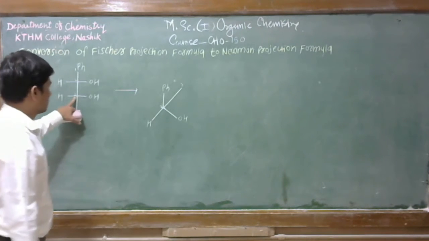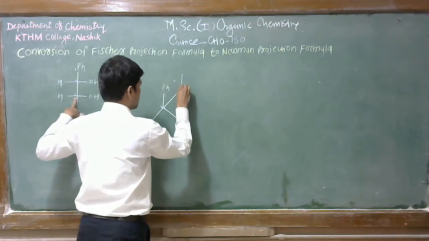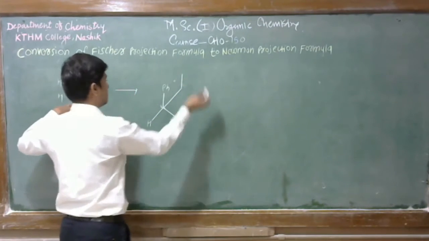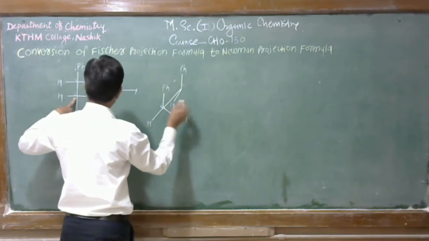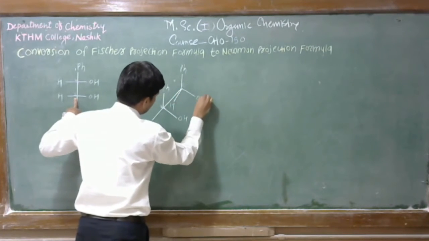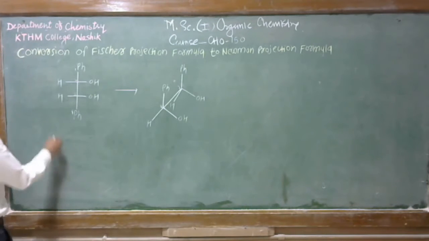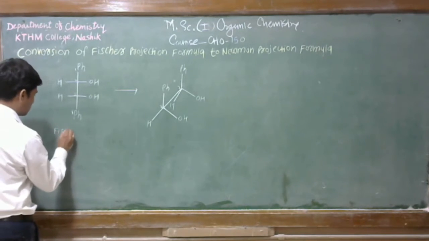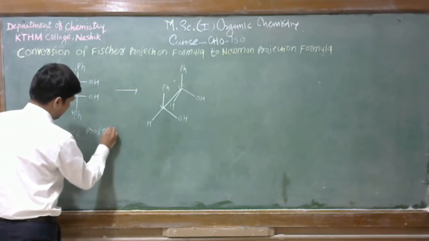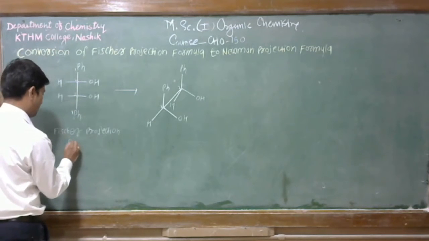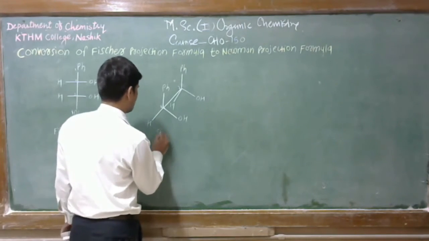Now on carbon number 3, the phenyl is present on the vertical line. Therefore, in Sawhorse projection formula, we have to show this phenyl above the plane. So this is the hydrogen to the left hand side, and this is the hydrogen to the right hand side. So therefore, this is Sawhorse projection formula. Firstly, this Fischer projection formula is converted into the Sawhorse projection formula.